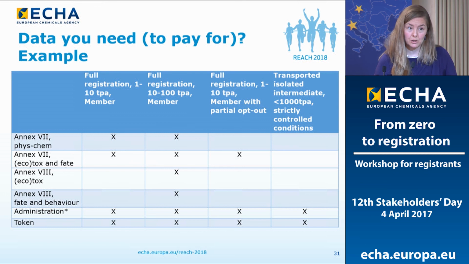Okay, so in case you are in negotiations with your SIEF, then you need to ask for the cost breakdown of what they offered you, for example, a letter of access, which costs so much. Then you need to ask that you would want to see only the costs that are administrative costs, not the costs for each endpoint, and then of course the cost of the token. Okay, so in the extreme case, you would register with an empty dossier, so to say. Well, you never register with an empty dossier. You always need to have certain information in your dossier, so certainly all information about your company, your substance identification, your uses, well, in this case, strictly controlled conditions, and so on. And that would be it.